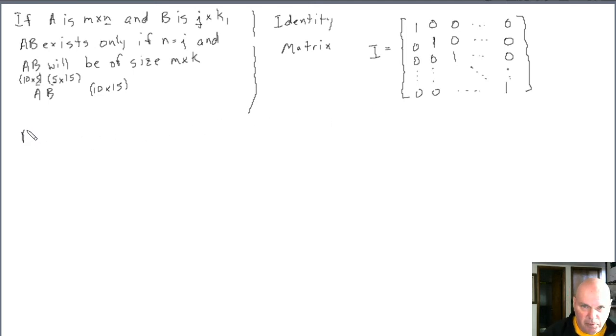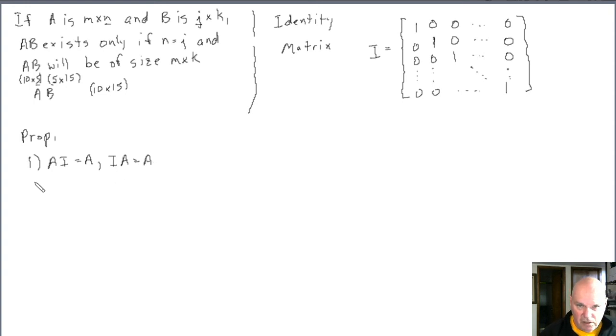So let me list some of the properties of matrix multiplication, and that's actually the first property that I wanted to list. AI is equal to A. Now here A might be 10 by 3, in which case I would be 3 by 3, but the result would be 10 by 3. It would be identical to the original matrix. And then similarly, IA is equal to A. Now again, if A is 10 by 3, this time the identity matrix would not be the same as it was here. I, in this case, would have to be a 10 by 10 matrix to be compatible for multiplication, but 10 by 10 times a 10 by 3 would still give me a 10 by 3 matrix.